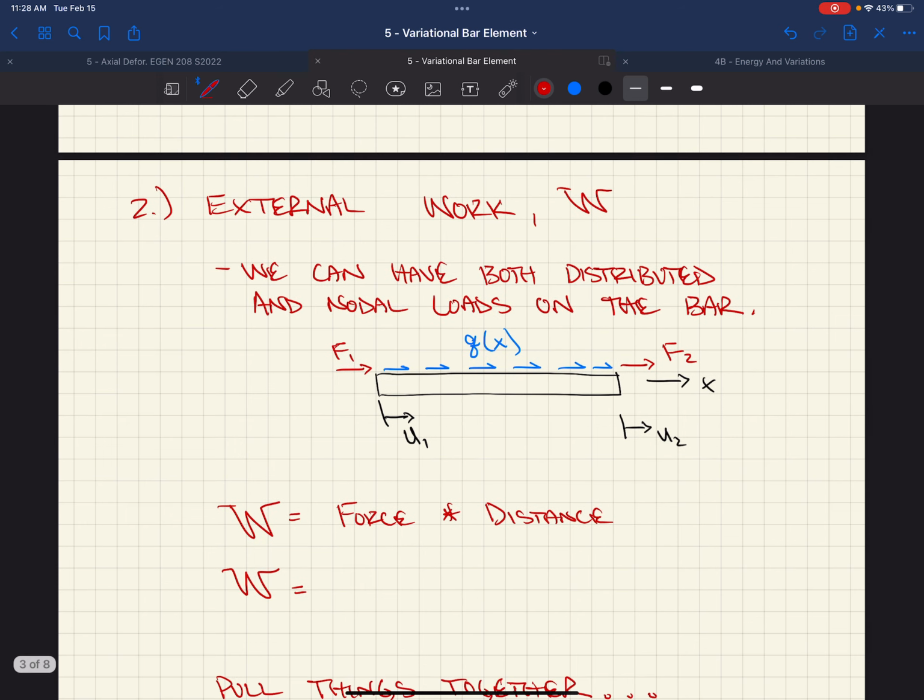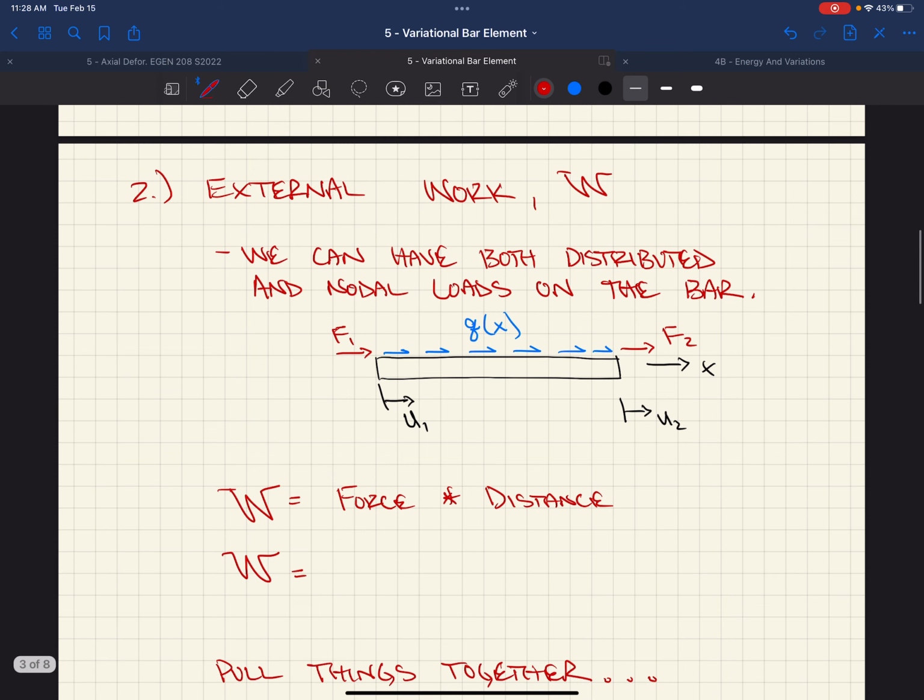Well, the external work is the force times distance of each of our external forces. The ones that are easy are our first ones, right? We take our nodal loads and we say F1 times U1. Well, that's the work of the first force at node 1, because it undergoes a displacement. Same goes for the second load at the second node.